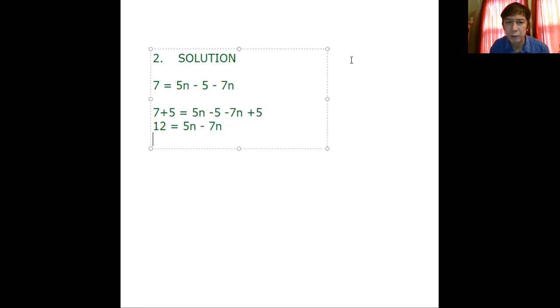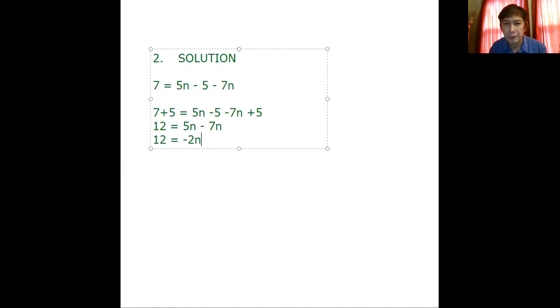All right. Now, in the next line, we will have to simplify. Call this simplification. 12 remains 12 on the left side. 5n minus 7n, we have a negative 2n. We should know our addition of signed numbers. So that's 5 positive, that's 7 negative. When you add this, it's a negative 2. Now, we don't forget the letter n.